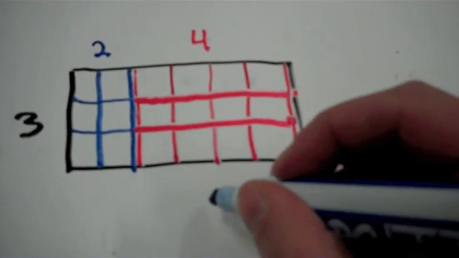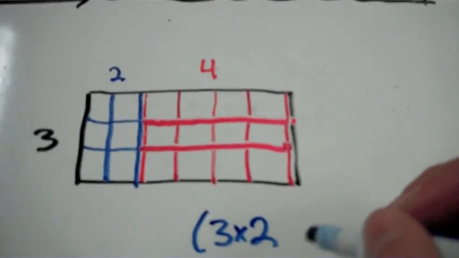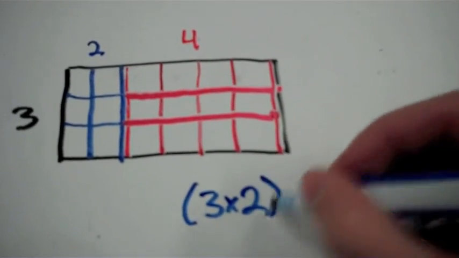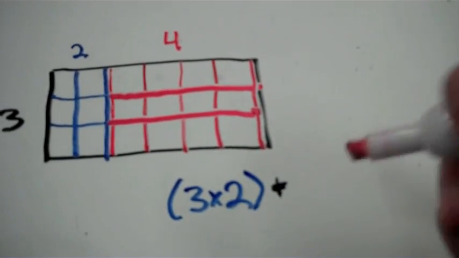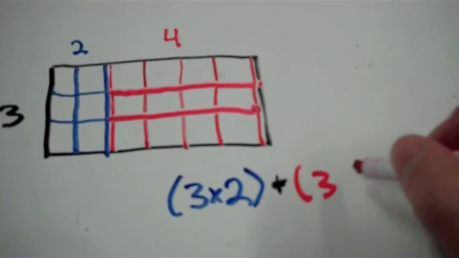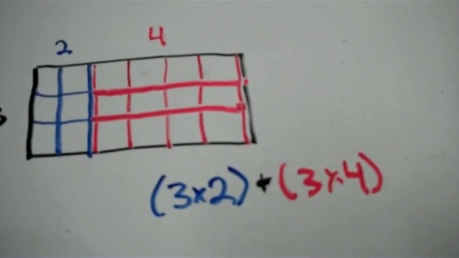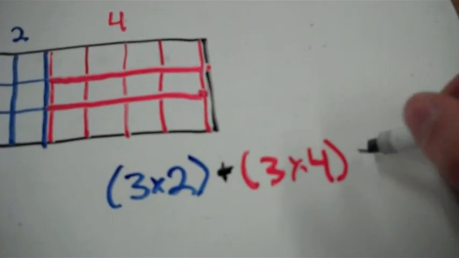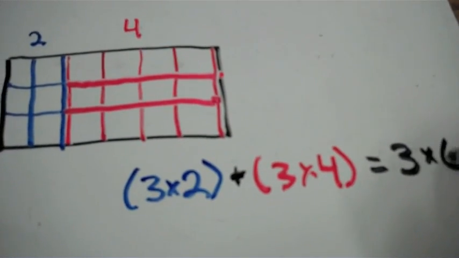So let's start distributing them up. This is what it looks like with an equation. 3 times 2 plus 3 times 4 equals 3 times 6.